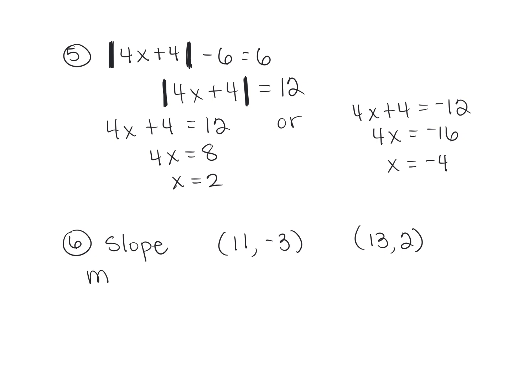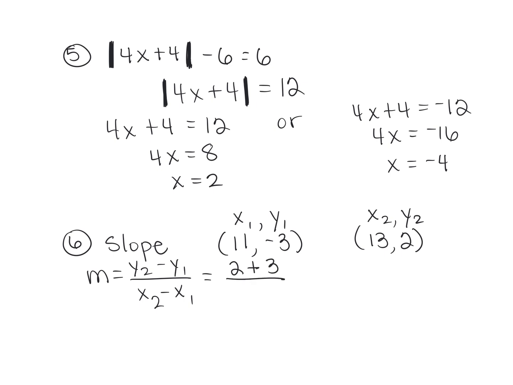So for the slope, we have m equals y2 minus y1 over x2 minus x1. So we come up to our ordered pairs and we label one set x1, y1, we label the other set x2, y2, and we substitute. So we're going to have 2 minus a negative 3. And then we have 13 minus 11. So I end up with 5 in the numerator, and in the denominator we have a 2. So my slope would be 5/2.